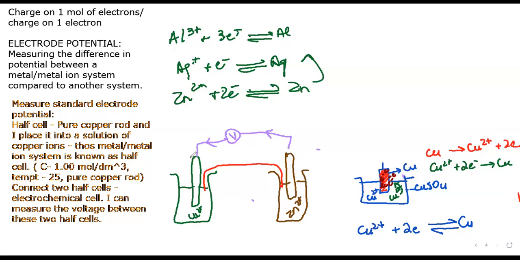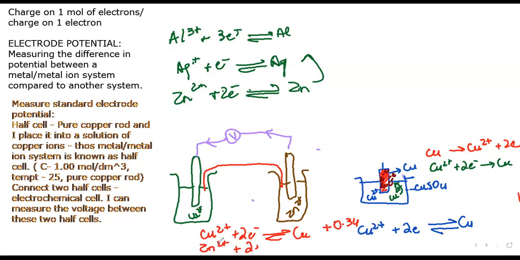Now, what is going to happen? We have copper and we have zinc. If you take a look at the equation for copper, and hold on, we have the data booklet, right? Yeah. The electrode potential for copper is plus 0.34. Then we have zinc.